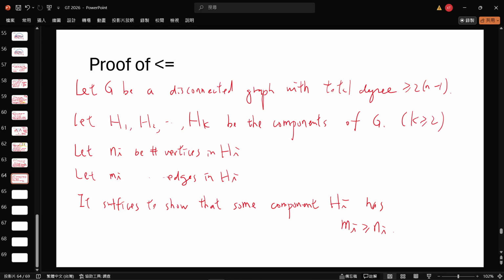Here I define Ni as the number of vertices in Hi and Mi as the number of edges in Hi. The goal is to find some cycle, and according to our previous discussion, to have a cycle, all we have to do is to show that there is some component in which Mi, the number of edges, is at least Ni, the number of vertices. So we must be able to find Hi such that Mi is greater than or equal to Ni.